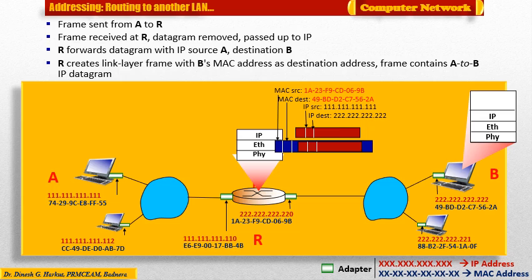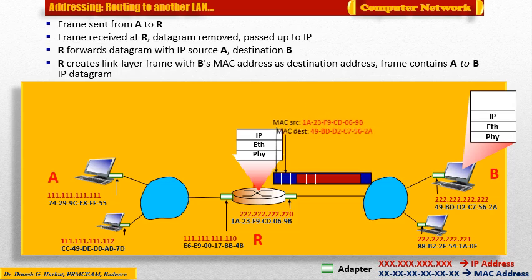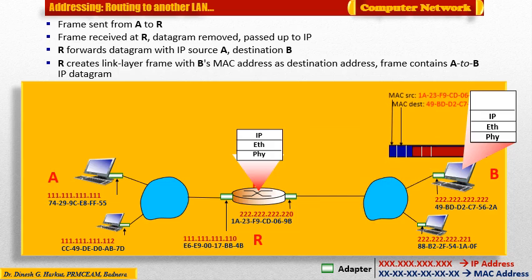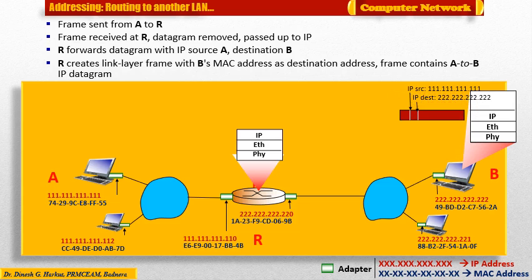Here the frame is then traversed from the router's outward interface to the final destination B. On receipt of the frame, host B extracts the datagram and passes it to the upper layer protocol. This is how the packet, that is the IP datagram, travels from host A belonging to one subnet to host B belonging to another subnet through a router.